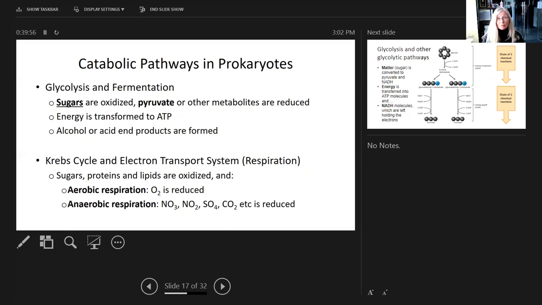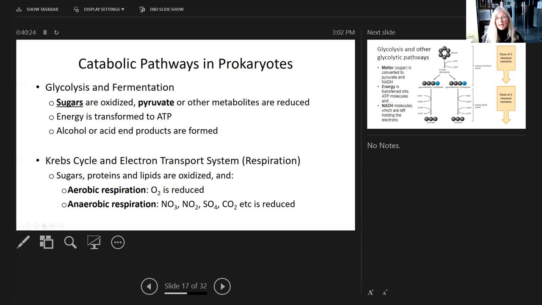So you have to have sugars present for these pathways to even occur, okay? So sugars get oxidized, and remember we're talking about a redox pathway, so a redox chain, and pyruvate and other metabolites get reduced. So that's the electron acceptors that we're talking about here. These are the electron donors that we're talking about. So the energy, the transformation of energy goes to ATP for the most part.